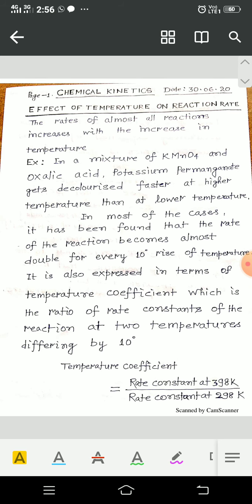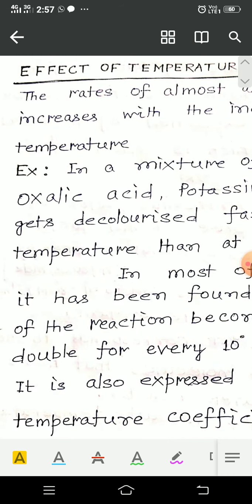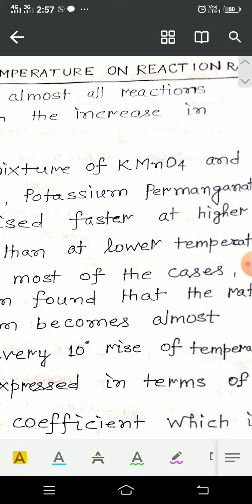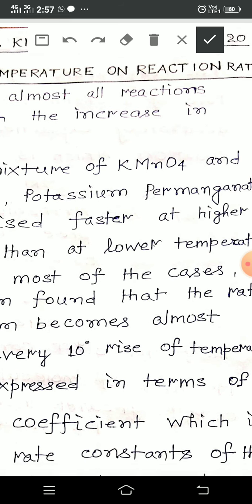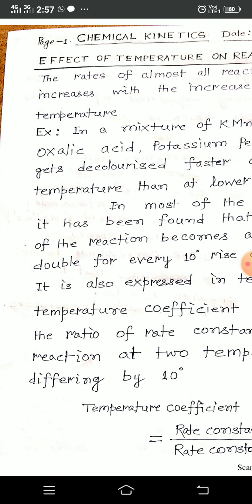In the chapter Chemical Kinetics, I will teach you about the effect of temperature on reaction rate. The rates of almost all reactions increase with increase in temperature.